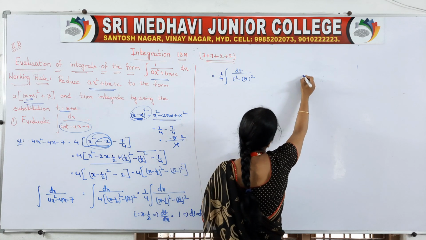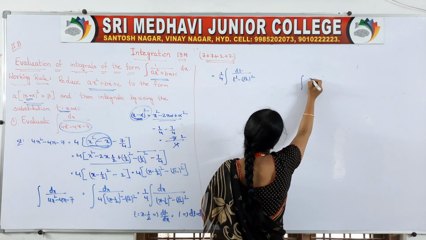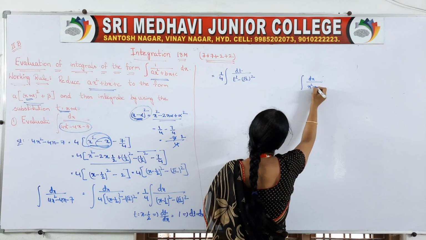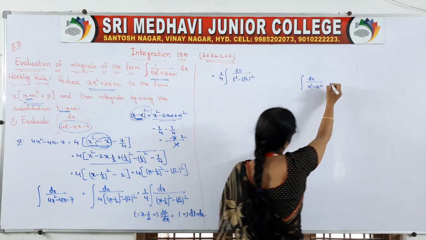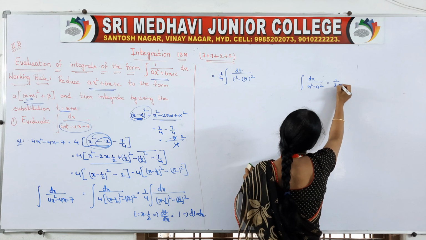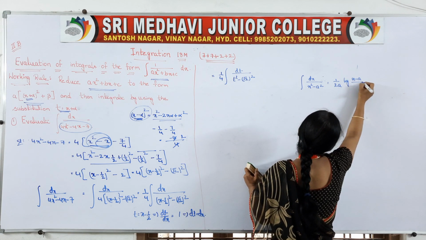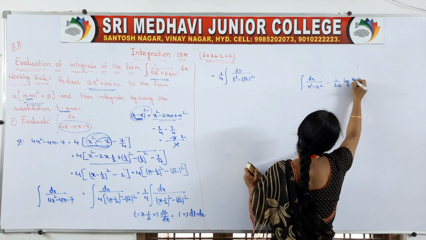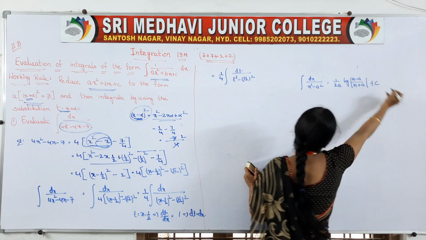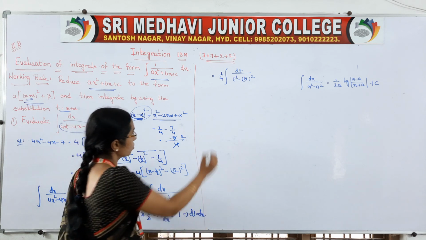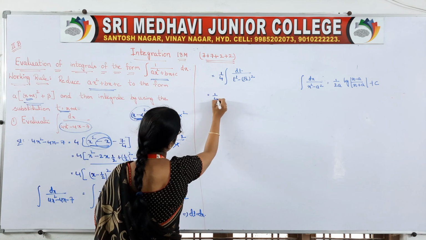There is one formula in integral. What is that? Integral dx by x square minus a square is equal to 1 by 2a log of modulus of x minus a by x plus a, plus c. This is the answer.